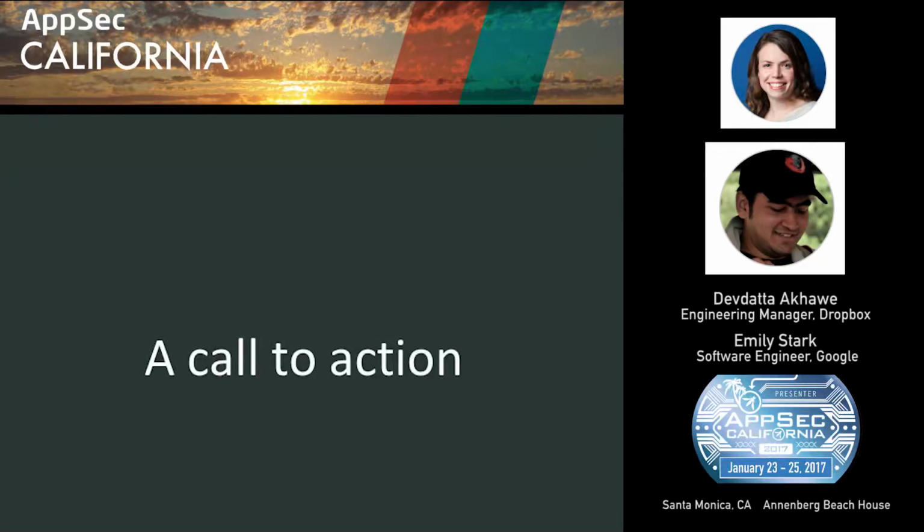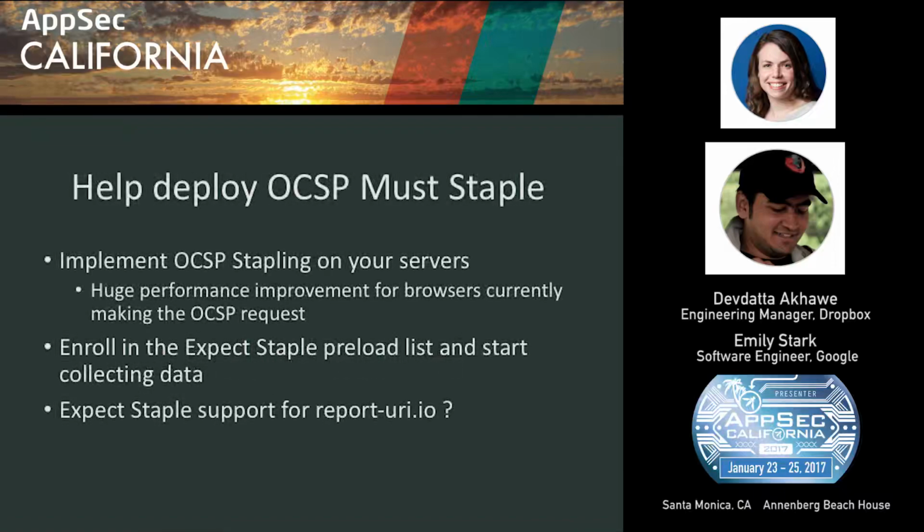Finally, before we end, a quick call to action. You all, as secure website operators, are probably intimately aware with the TLS configurations of all the websites you run. We would love your help with deploying OCSP must-staple and deploying short-lived certificates, and that needs a lot more data. So consider implementing OCSP stapling in your servers. It's a performance win, so it's a pretty convincing argument to make because it helps performance in addition to long-term security improvement. And enroll in the OCSP staple preload list.